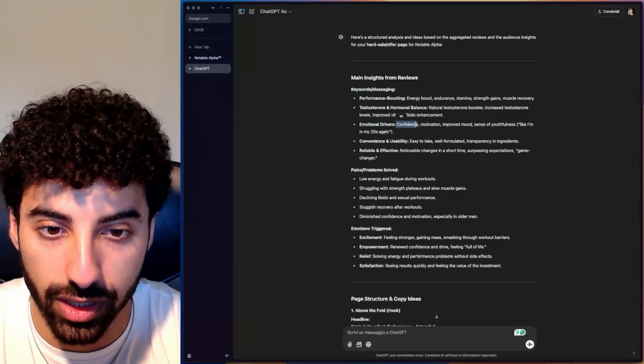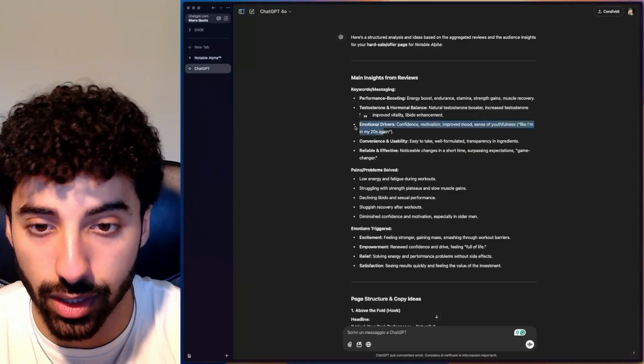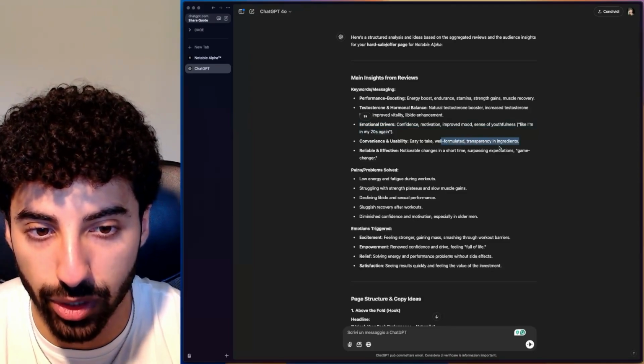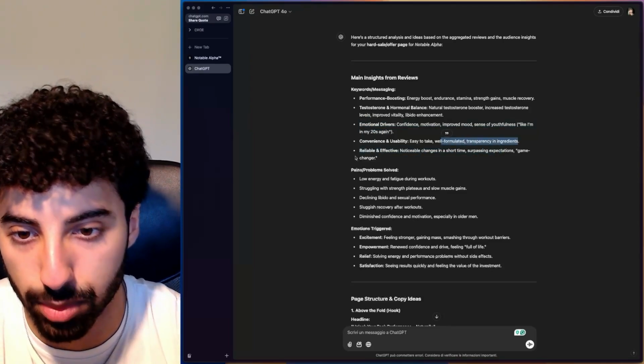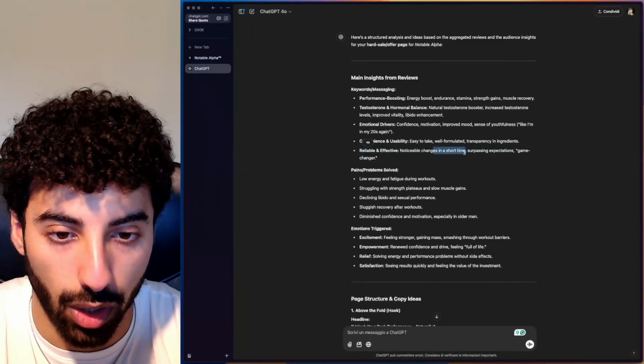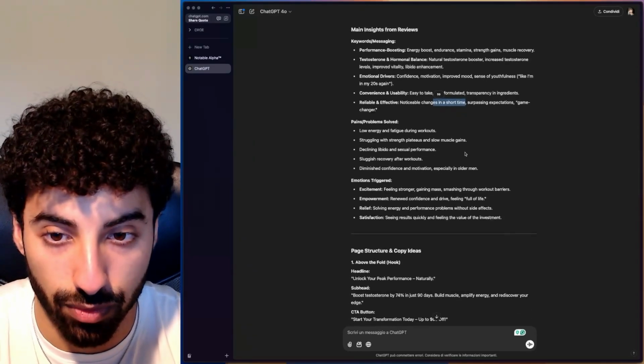Emotional drivers: confidence, motivation, improved mood, a sense of youthfulness, like I'm in my 20s. Again, this is for the 40 plus audience. Convenience and usability is to take well-formulated, transparent ingredients. That's also super important. Reliable, effective, noticeable changes in a short time. And obviously you're going to want to set expectations here. That's why the expectations section is very, very important.